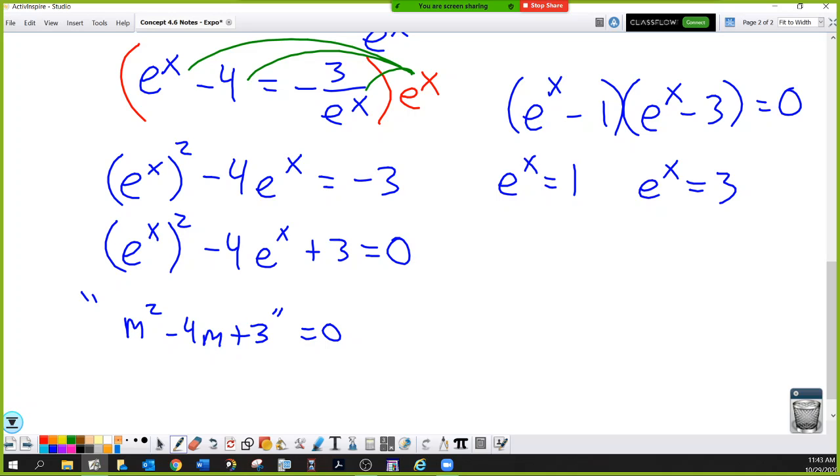The first one. e to what power gives you 1? 0. Everything to the 0 power gives you a result of 1. And e to the x equals 3. Got to cancel the base e using natural log. So you natural log both sides, and you get x equals the ln of 3.